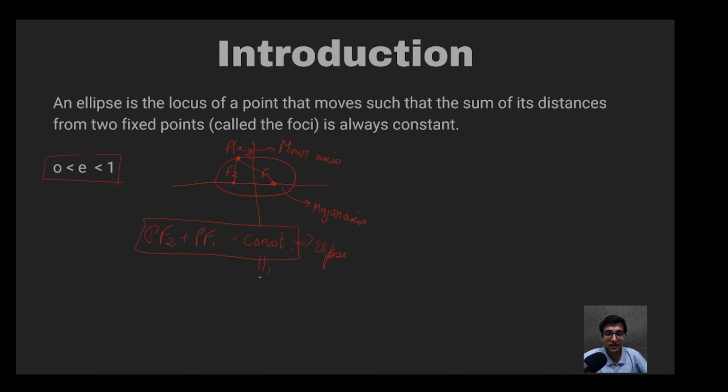This is the definition of ellipse. Now what is this constant? Let us try to find that out. This is our ellipse. So this is the minor axis, this is the major axis. This length here we refer to as A, and this length here we refer to as B. So this length is A, that means this entire length inside the ellipse is 2A. So this constant here is nothing but 2A.